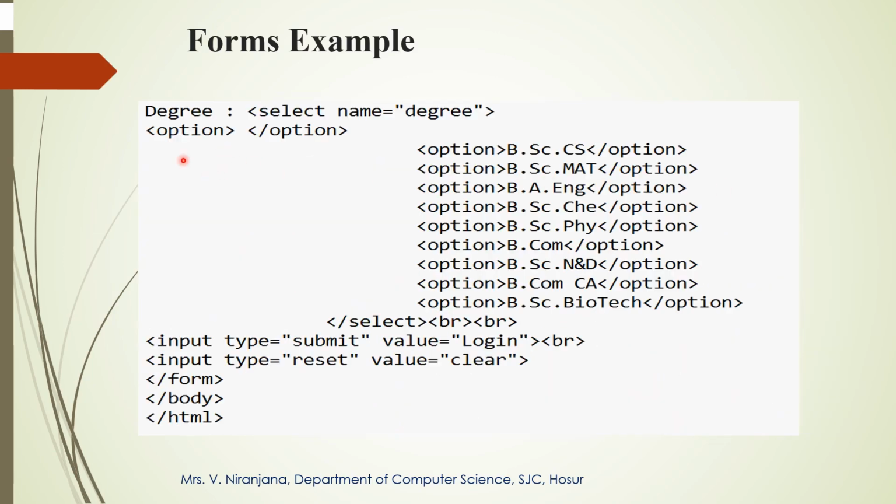Next, for selecting the degree, I have given select options. Inside the option, you can see there are many data available. Option BSc CS, option BSc Mathematics. Each and every option will be displayed once you click on that down arrow. Then after you select all the data, you have to submit. So you are giving here input type equal to submit, value is login. Then input type equal to reset, value is clear.